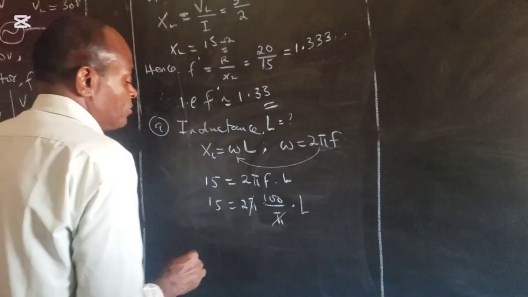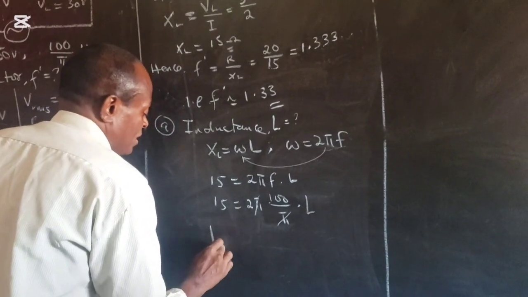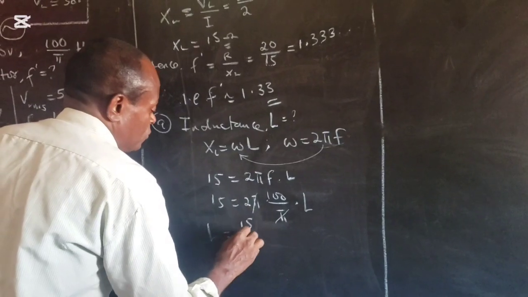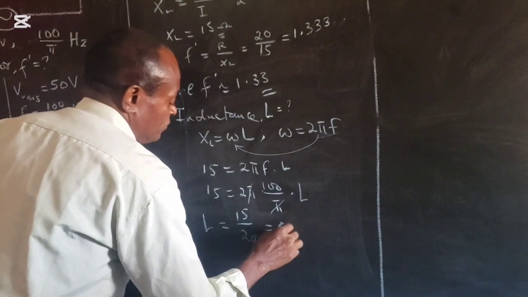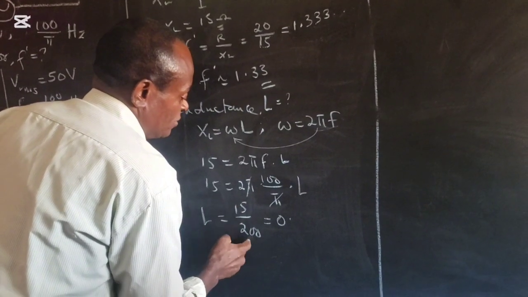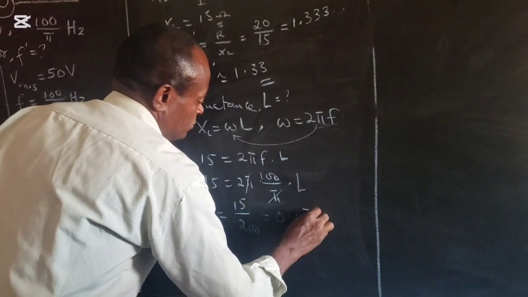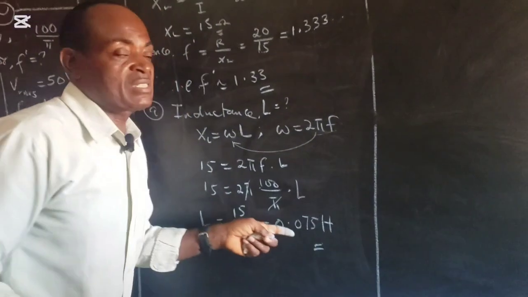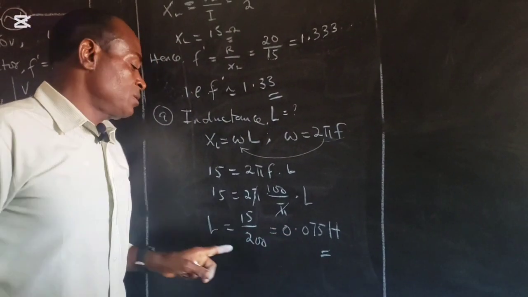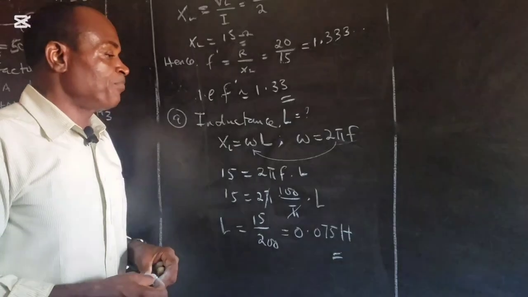Pi will cancel out. Our L, therefore, is equal to 15 over 200. If you divide, that's going to give us 0.075 henries. Henries is the unit for inductance.